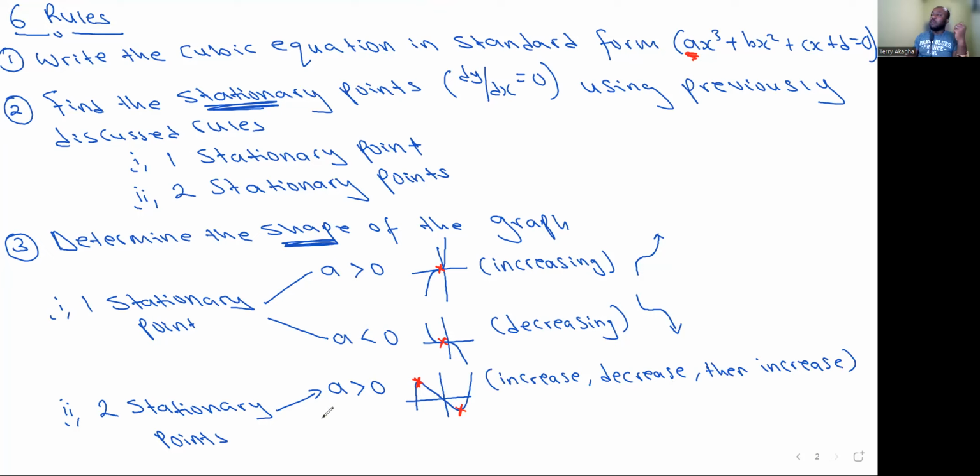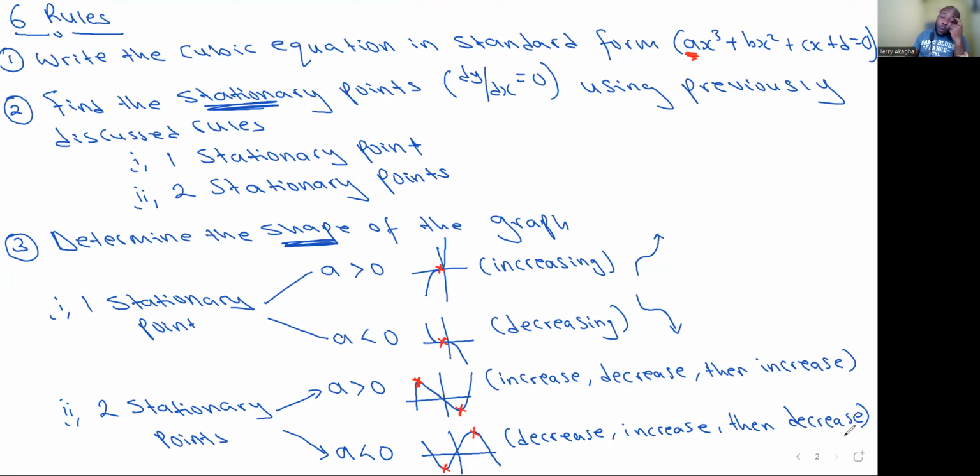So that's two stationary points. But when you go back to the A and you notice that your A is less than 0, it's going to be the opposite. What you will notice is that the graph will first decrease, increase, and decrease. So you're going to have the same two stationary points here, but the difference is that the graph will first decrease, increase, then decrease.